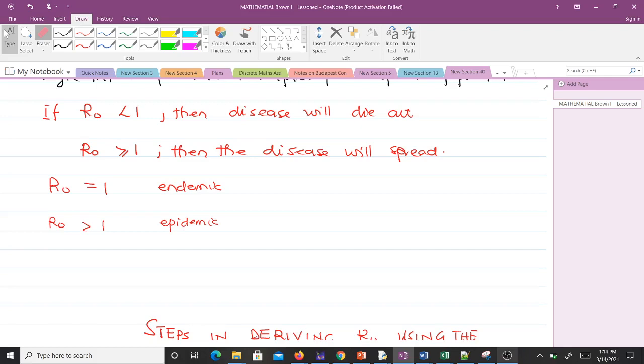So if it is equal to 1, then we are going to have an endemic. So endemic means that the disease is going to spread though, but it is going to spread at a very, very slow rate. Okay. And it will occur in the community for a very long time. And if our R naught is greater than 1, then we are going to have an epidemic. So epidemic means that the disease is going to spread at a very, very fast rate. Okay. And so occur in the community for a very short time.